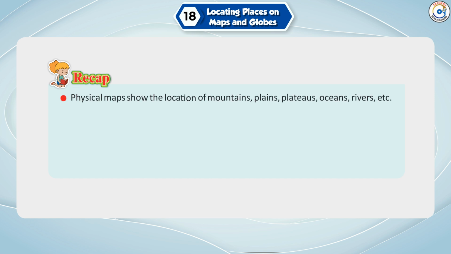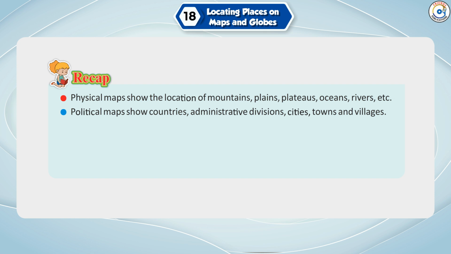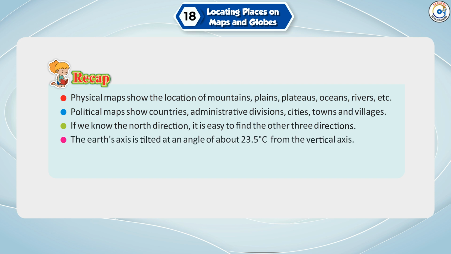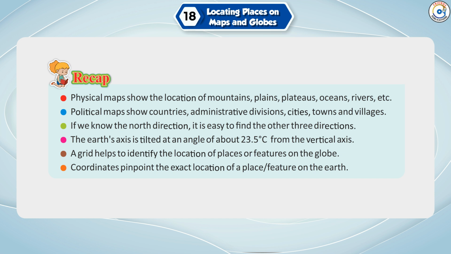Recap. Physical maps show the location of mountains, plains, plateaus, oceans, rivers, etc. Political maps show countries, administrative divisions, cities, towns and villages. If we know the north direction, it is easy to find the other 3 directions. The Earth's axis is tilted at an angle of about 23.5 degrees from the vertical axis. A grid helps to identify the location of places or features on the globe. Coordinates pinpoint the exact location of a place or feature on the Earth.